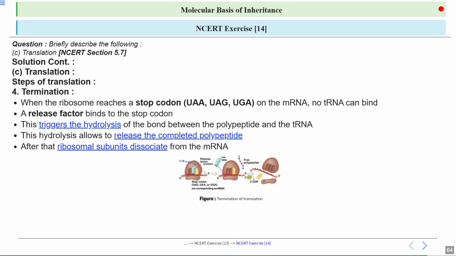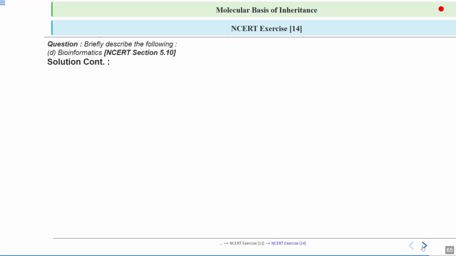So here we can see what happened. Once the ribosome reaches the stop codon, there is no tRNA that is going to come and bind. So now what will happen? A release factor will come and bind to the stop codon. Here we can see it came and bound to the stop codon, which could be UAG, UAA or UGA. Now what will happen? This will trigger the hydrolysis of the bond between the polypeptide and the tRNA. So we can see the hydrolysis of polypeptide and tRNA happen, and this polypeptide is now free to go. After this, the ribosomal subunits dissociate. So this is the translation process.